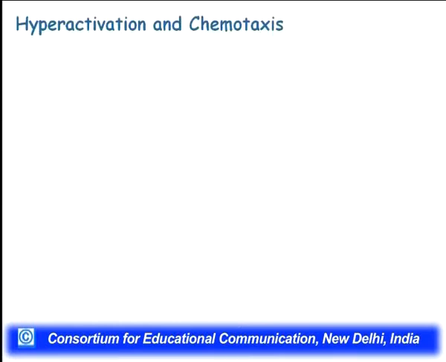So the first step we talk about is hyperactivation and chemotaxis. Hyperactivation means that it has been observed that in certain individuals, the sperms become highly active when they are in the female reproductive tract. Moreover, apart from the muscular and uterine contractions, there are some factors responsible for creating a concentration gradient, and therefore a chemotactic movement of the sperms takes place to make them reach the ovum.